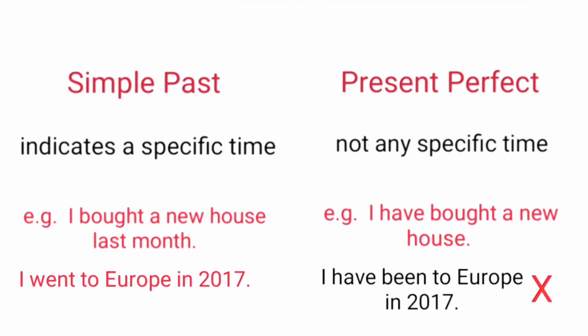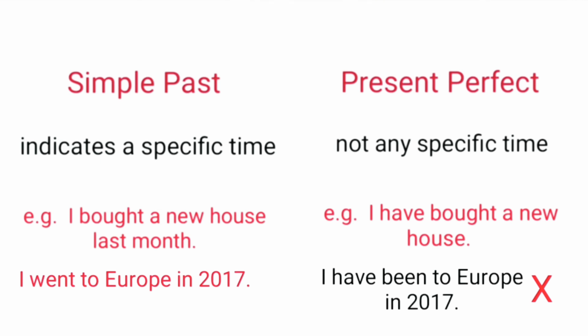There is a specific time in simple past tense. We can't use a specific time with present perfect. If we need to use specific time, then we need past tense sentence only. For example, I bought a new house last month. Here, last month is a specific time. And example of present perfect is I have bought a new house. Another example is I went to Europe in 2017. It is in simple past.